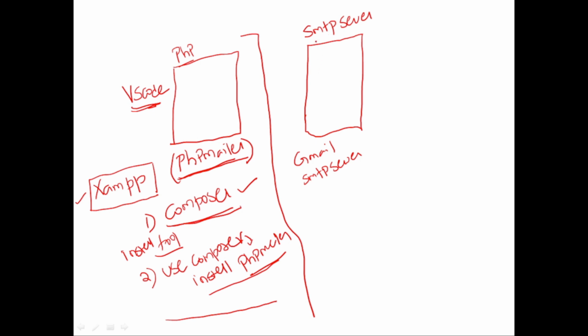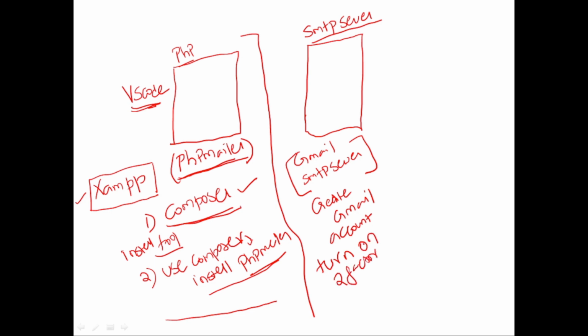The next thing is we need an SMTP server. For this, we are going to use Gmail's SMTP server. And here we will create an account. So we will create a Gmail account. You log into Gmail and create a Gmail account. And after creating the Gmail account, you need to turn on two-factor authentication. You should turn on two-factor authentication for this account. After turning on two-factor authentication for your Gmail account, you should be setting the app password. So the app password should be set for this account.